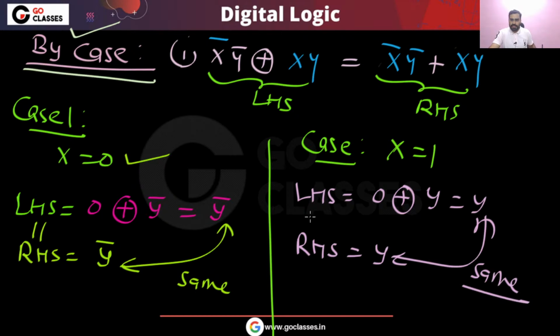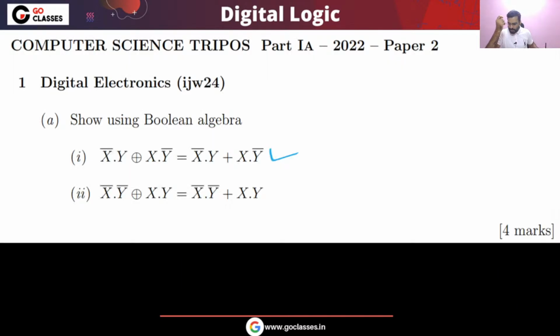So in both the cases, case 1 and case 2, only two cases are possible because x is a Boolean variable, and a Boolean variable is either 0 or 1. In both the cases, you can see LHS is equal to RHS, and this is the proof. So we have proven that LHS is equal to RHS. This case method is a very nice, very simple method. So both the questions we have done.